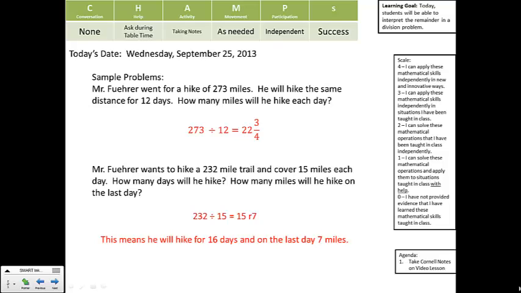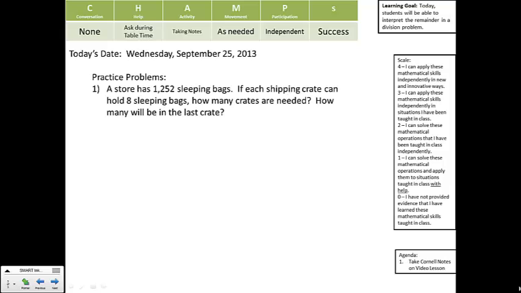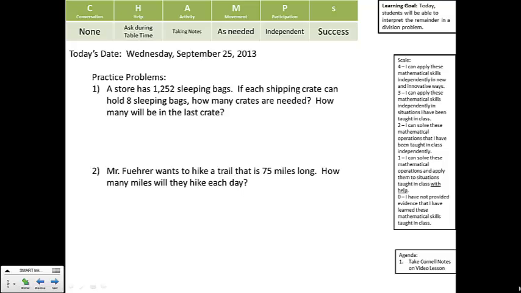Okay, let's go ahead and work out some practice problems at the end. Pause the video, and then once you've worked out the problems, then go ahead and play the video and check your answers. Okay, so there's 2 practice problems. Go ahead and work those out now. Pause the video while you're doing that, and then restart the video when you're ready to check your answers.